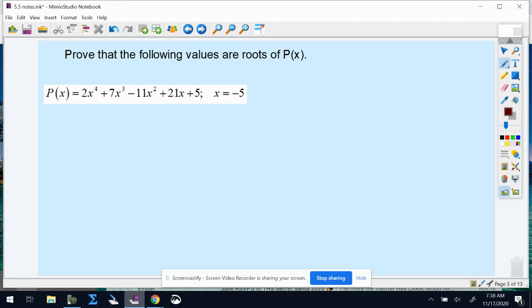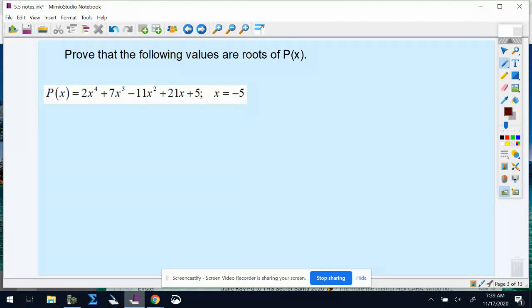In 5.5, we're going to continue to use a lot of synthetic division to do a couple things. We're going to use it in this case to prove that something is a root, and then to use that to help us find additional roots. So this is telling us that we have this polynomial. It's a pretty big polynomial, and it wants us to prove that -5 is a root.